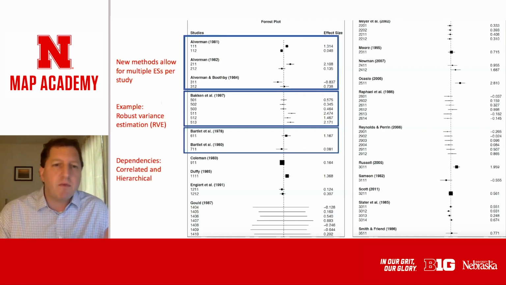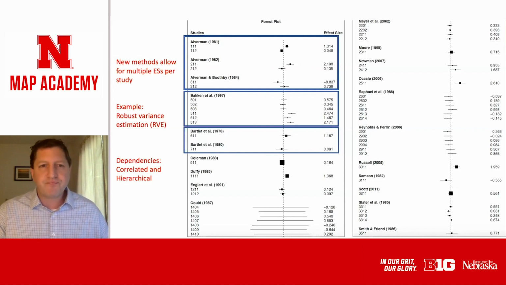Then we see up here, we've got Alverman, 1981, 1982, and then Alverman and Boothly, 1984. Each of those has 2 effect sizes. So within each of those studies, we've got correlated effects, but we also have the same author doing multiple studies, so we've got a hierarchical dependencies issue, right? And it's okay when we're using robust variance estimation. It will allow for all of those things. It will give us a good estimate of the average weighted effect, even with those dependencies in place.